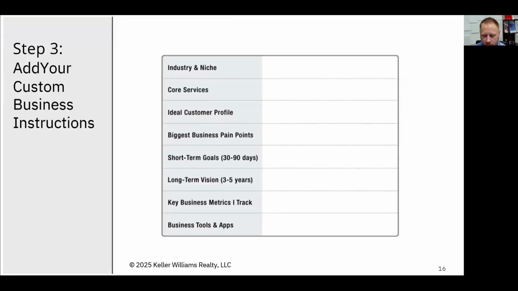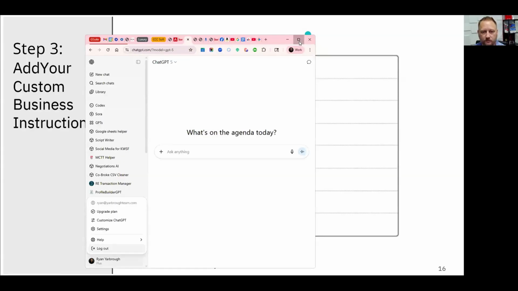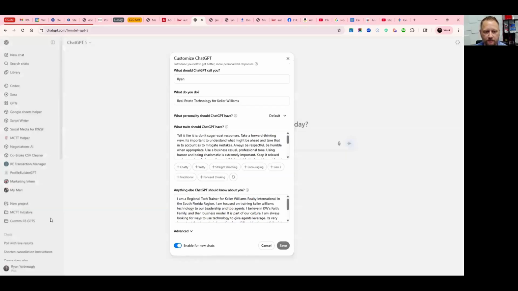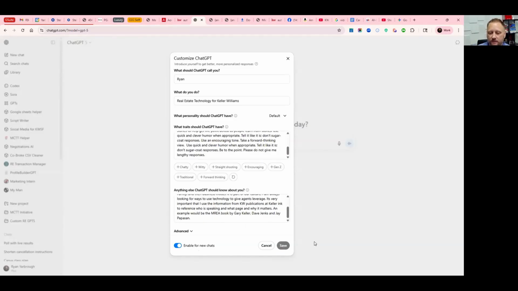And then in ChatGPT, I'll pull that one up and show you there. So we're going to go into here. And down at the bottom, I come in here and I go to customize ChatGPT. And then it asks, what should I call you? What do you do? What traits should ChatGPT have? Anything else we should know about you? So you can put as much as you want in there. I do not have Gen Z in there. Maybe I should add that so that I can understand Ashley. And then you can enable for new chats and hit save.